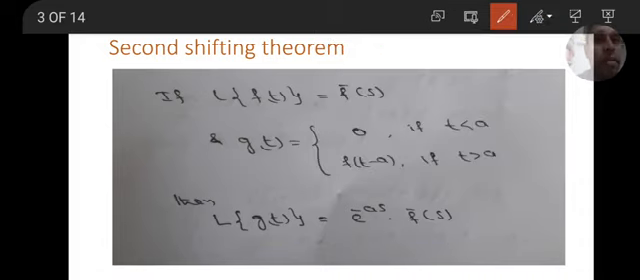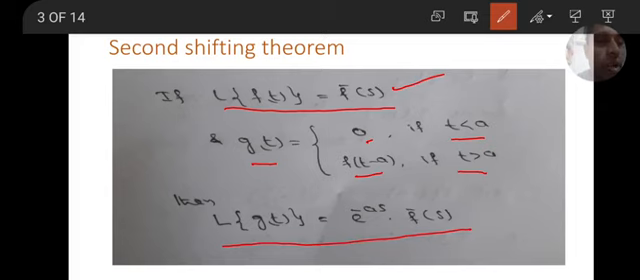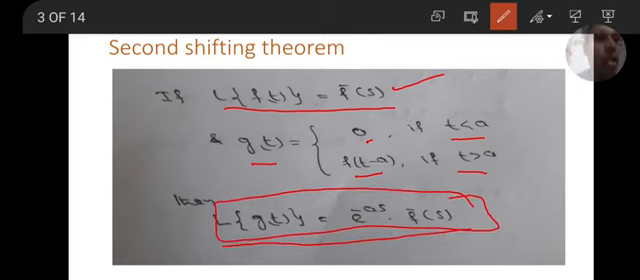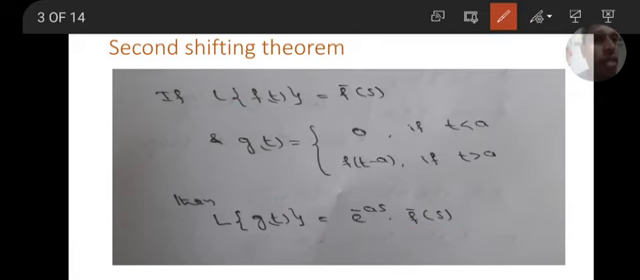Okay, I will repeat once again. If L of f of t equal to f bar s and g of t equal to 0 if t is less than a, f of t minus a if t is greater than a, then L of g of t equal to e to the power of minus as into f bar s. Okay, it is the second shifting theorem.